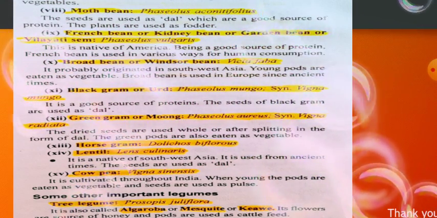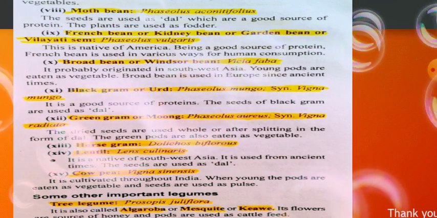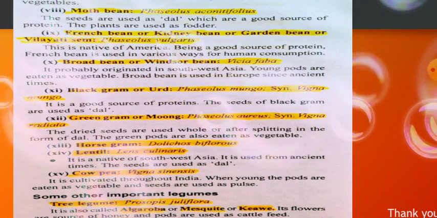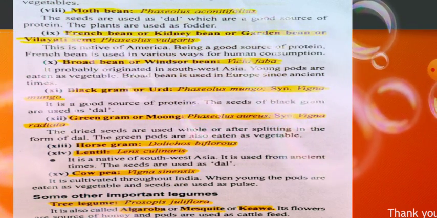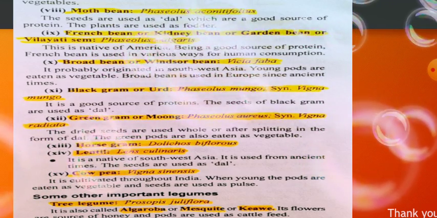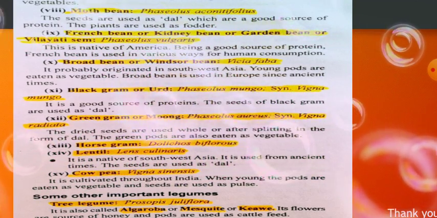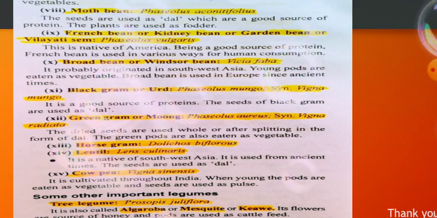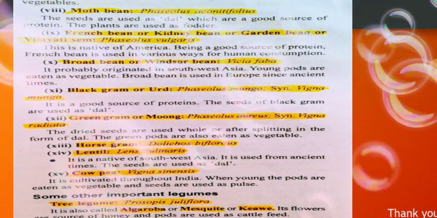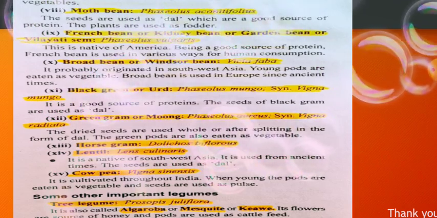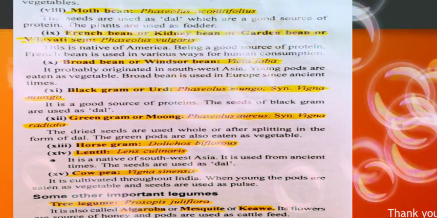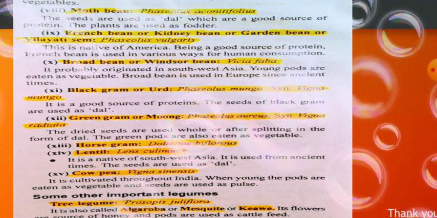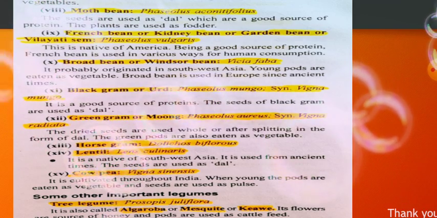Then comes the broad bean or the Windsor bean, commonly known as Vicia faba. It originated in southwest Asia, and the young pods are eaten in the form of vegetables. Broad beans have been used in Europe since ancient times. Next comes the black gram or urad, whose scientific name is Phaseolus mungo, or Vigna mungo. It is a good source of protein, so the seeds of the black gram are used as dal.